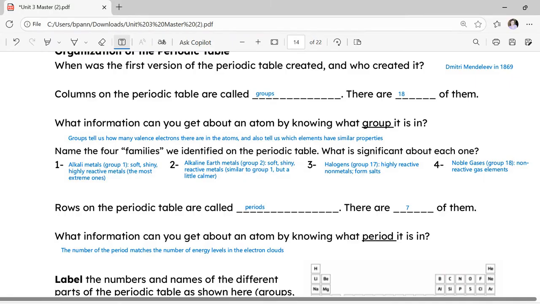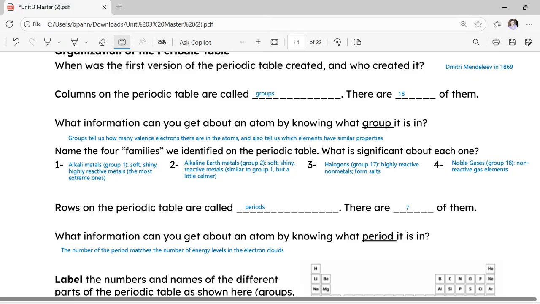Knowing what group an element is in will tell you the elements that have similar properties to that particular element, and also lets us know how many valence electrons there are. We learned about 4 particular families on the periodic table. In the first 2 groups, we have our alkali metals and our alkaline earth metals.